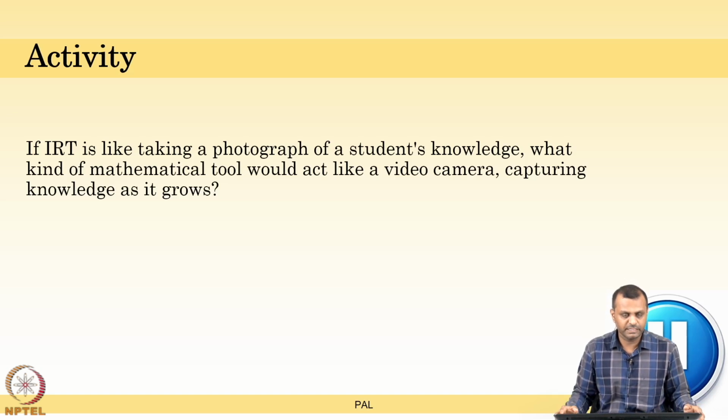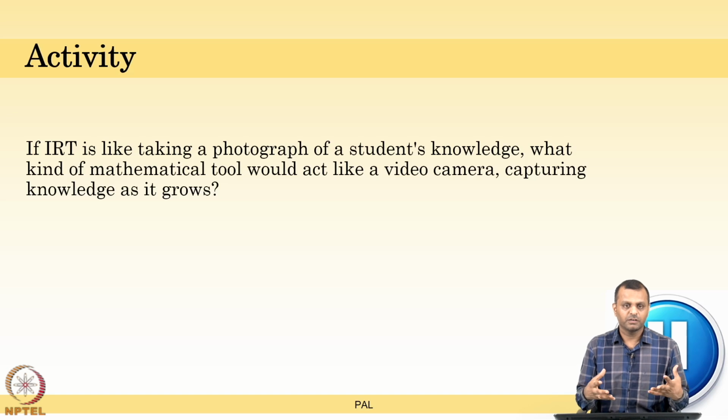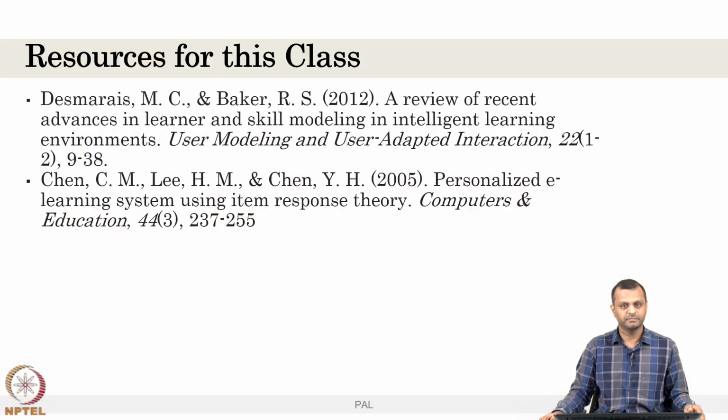Can you think about the next mathematical tool which is needed to capture these changes? Student tracing is needed. Pause the video and try to think about what kind of mathematical tool we need for that. That mathematical tool will be part of our next lecture, that is Bayesian knowledge tracing. That will be week 4. We'll talk about that in detail, how the learner's progress is captured.